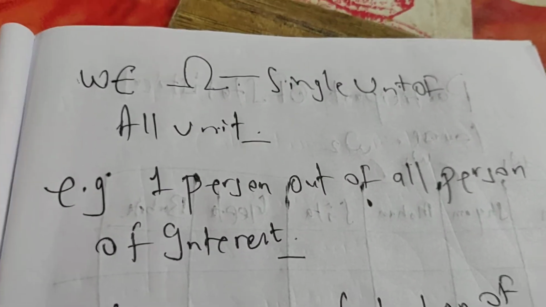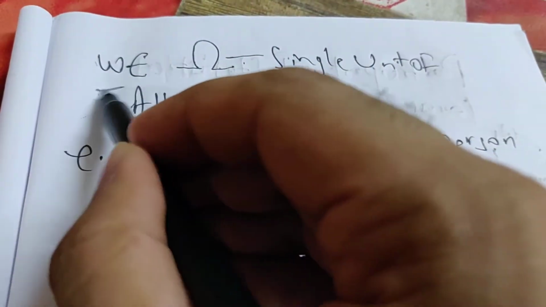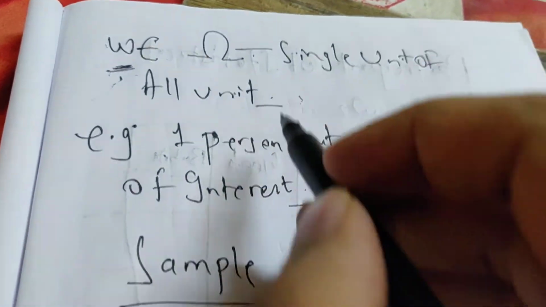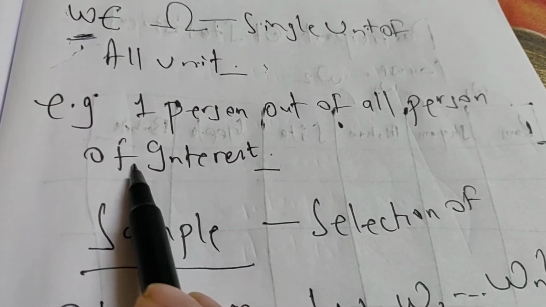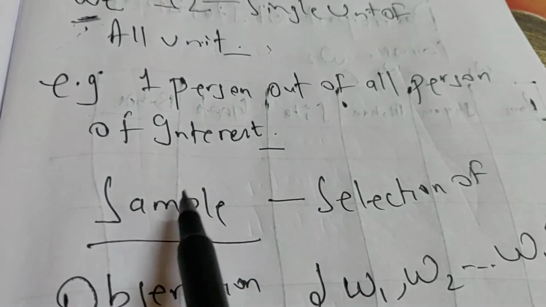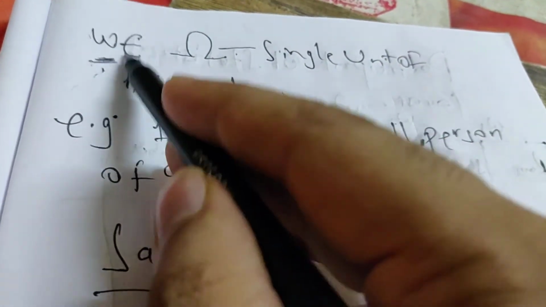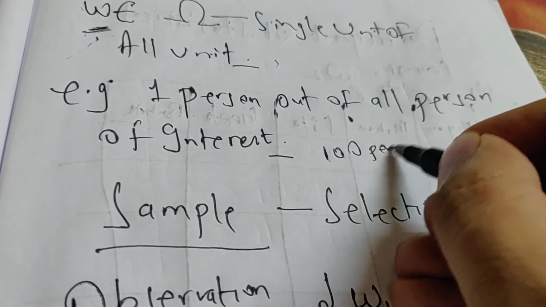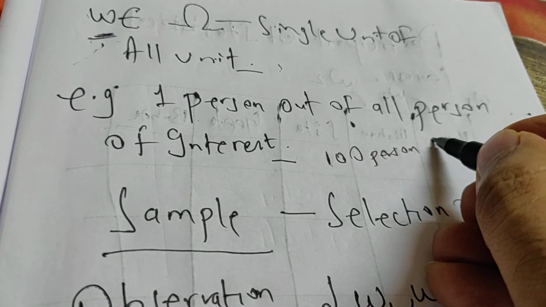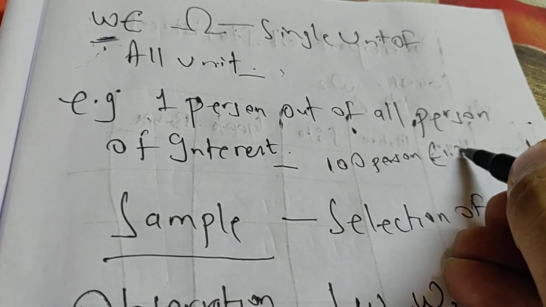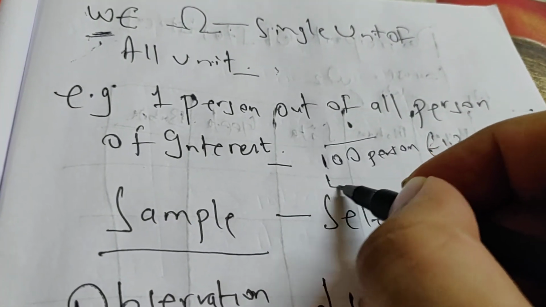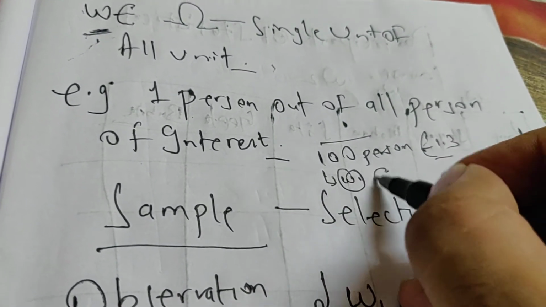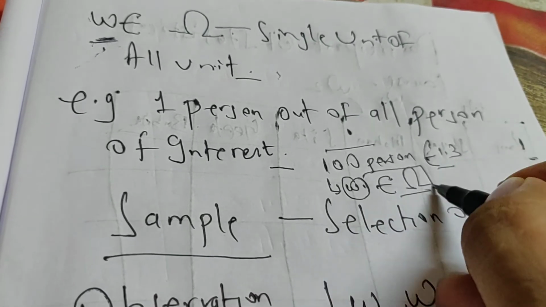Now each observation is a single unit of the entire population. For example, if one person out of all persons of interest, we need one person, so that one person will be one unit. For example, you need one person or 100% out of the entire population, which is 1.3 billion. So this will be your sample denoted by this small omega, and then it will be a subset of the larger population.